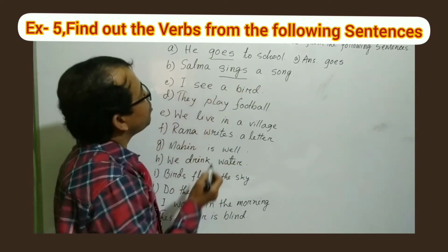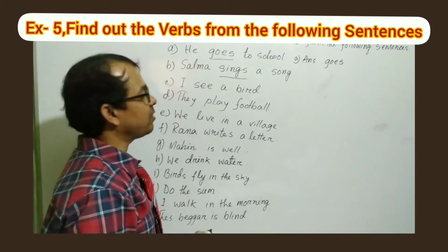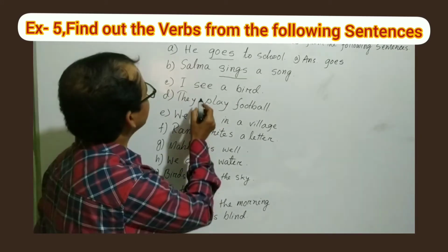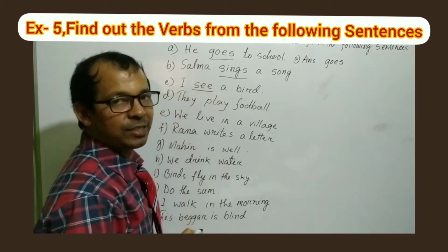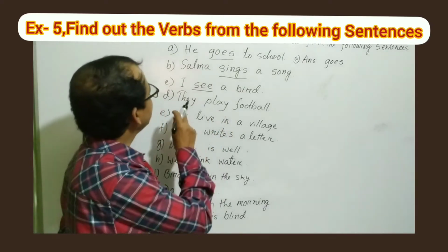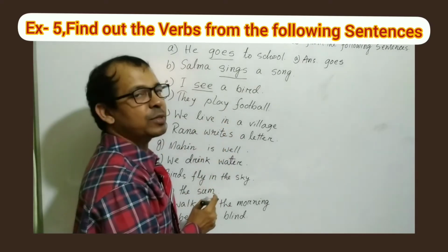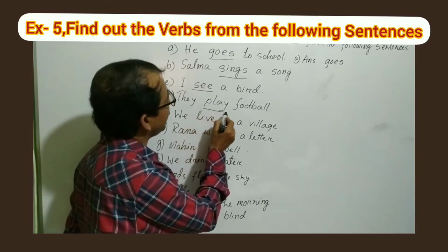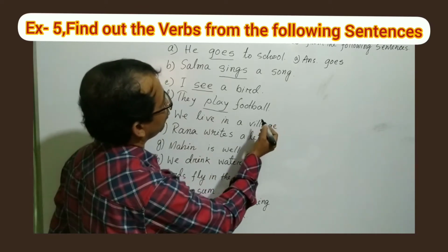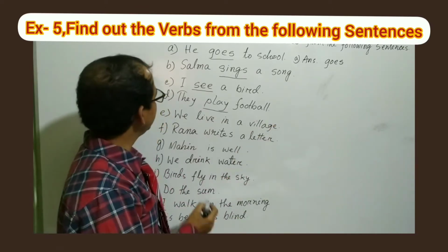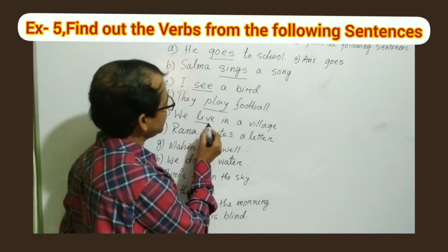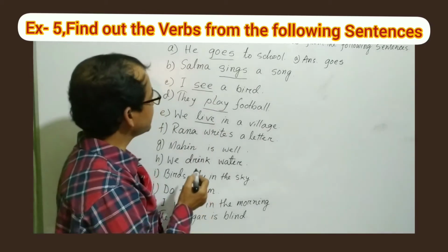Third one, I see a bird. Can you tell me which one is verb? Yes, I see a bird. Which one is action word? Yes, this is an action word. They play football. Which one is verb? They is a pronoun, football is noun. So which one is action word? Yes, play. We live in a village. So which one is action word? We, pronoun. Okay, and live. Yes, this one is action word. That means this is verb.